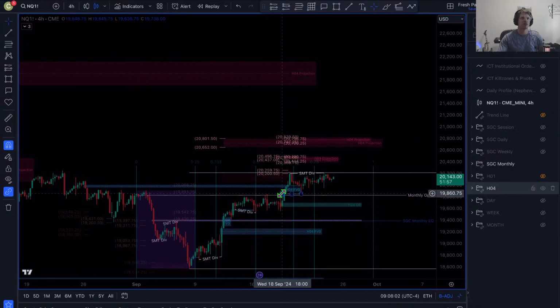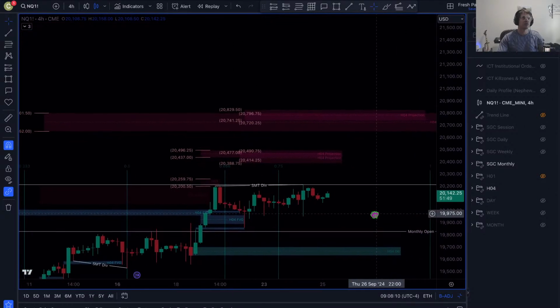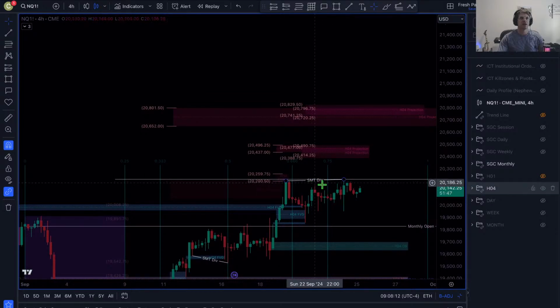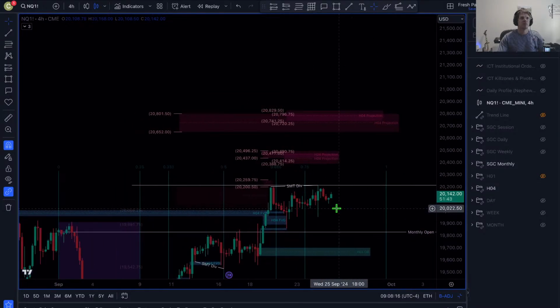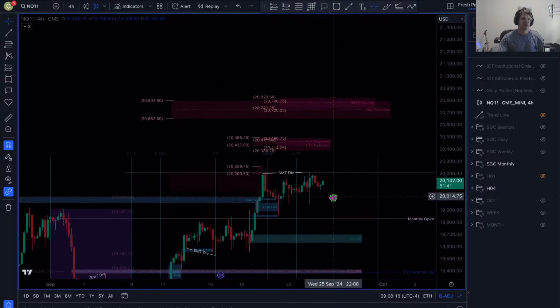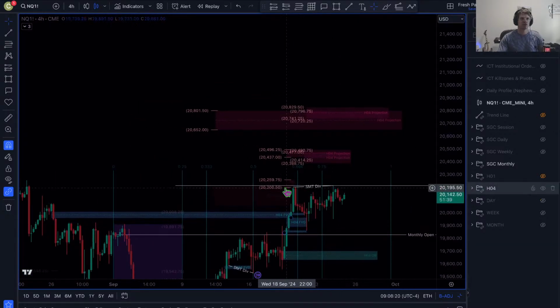And now we're outside of the range, and we came back into the range, grabbed more internal liquidity from the impulse structure, and we're trying to push up. We did not break this level up here, and if we break down, then that creates SMT with the S. But I am still bullish.